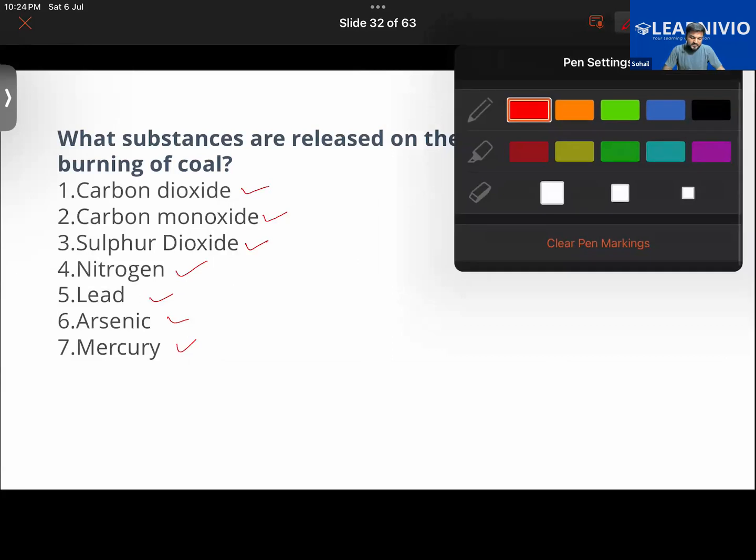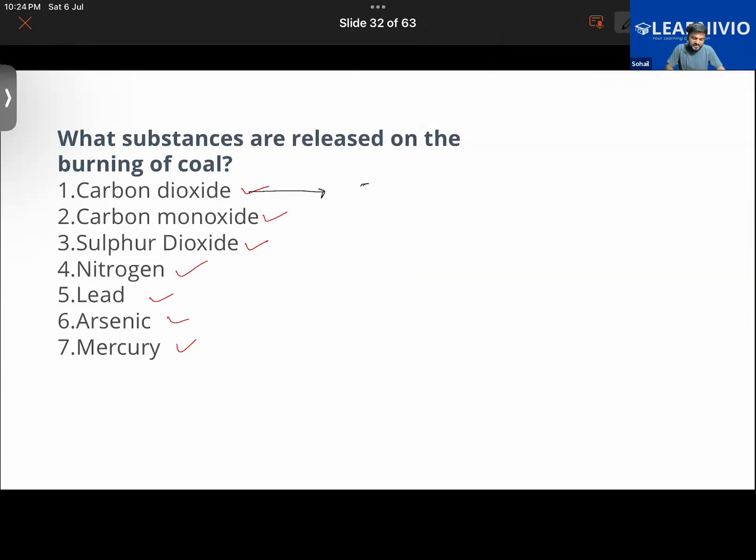Also, we know that gases like carbon dioxide are greenhouse gases. Yes, sir. When we burn a larger amount of coal, it will further lead to global warming. By the way, carbon monoxide is also one of the causes of global warming. Then sulfur dioxide and nitrogen dioxide are the leading causes of acid rain. Getting this, guys? Yes, sir. Lead and arsenic are also very harmful for the human body.